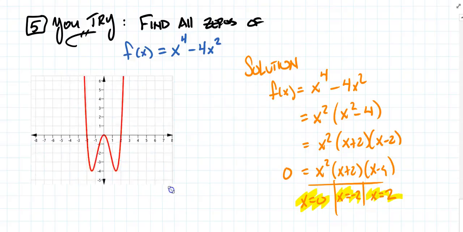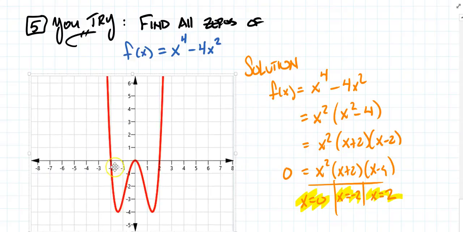And check it out. If I check this with the graph, you can see I have 0, negative 2, and 2 are my zeros to that polynomial. So hopefully you got that part right.